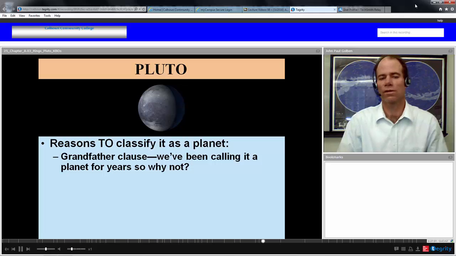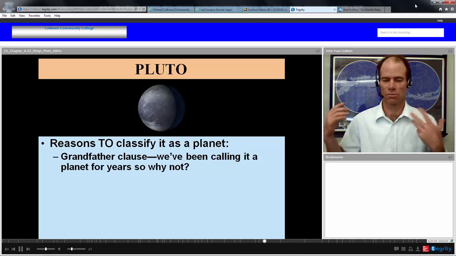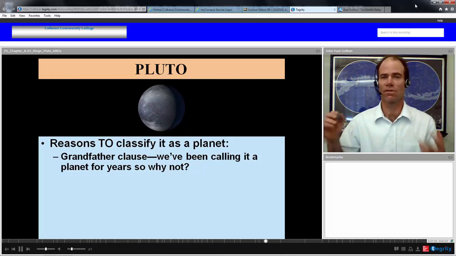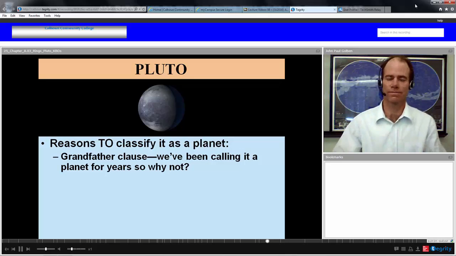Reason number 1, grandfather clause. We've been calling it a planet for years, so why not? This was probably a good reason up to 2006, because Pluto was discovered in 1930, and up to 2006, that's 76 years of calling it a planet, and people grew up knowing and thinking of Pluto as a planet. So you have 76 years of that. Why not just keep it going?